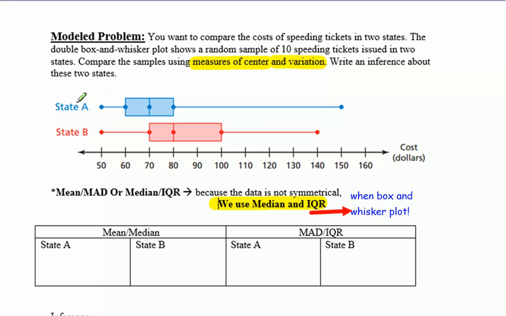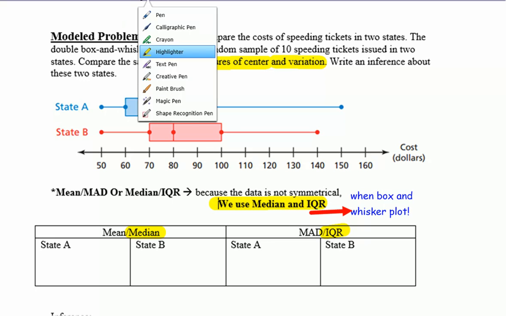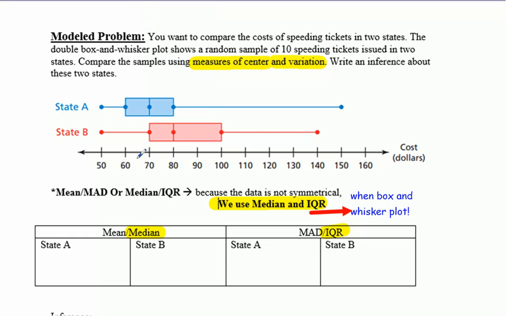So again, because it is a box and whisker plot, I don't have the data to find the mean. I must find the median and the interquartile range, because that's all I can find using this type of data. So where is the median? Well, median means middle. So where is the middle of these 5 points of data? Right here. So here is my median. So my median for state A, I'm going to trail it right down, is 70. The median for state B, the middle point, is 80.